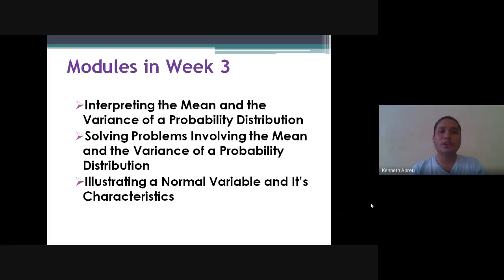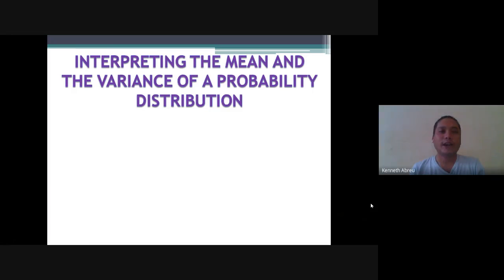So in these modules, you are going to identify the interpretation of how we solve for the mean, the variance, and the standard deviation of the discrete random variable, and apply these concepts and skills to solve problems. And we are going to open a new lesson about a normal variable, and identify its characteristics. Okay, let's first go on with interpreting the mean and the variance of the probability distribution.